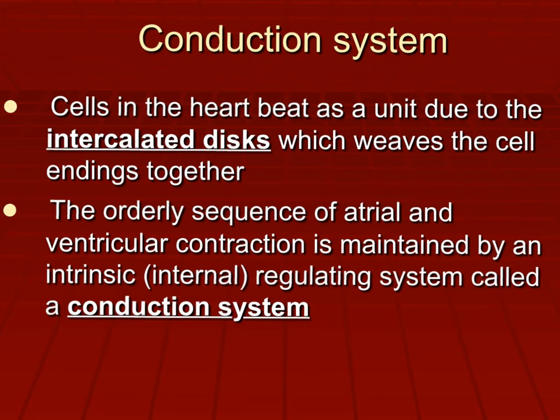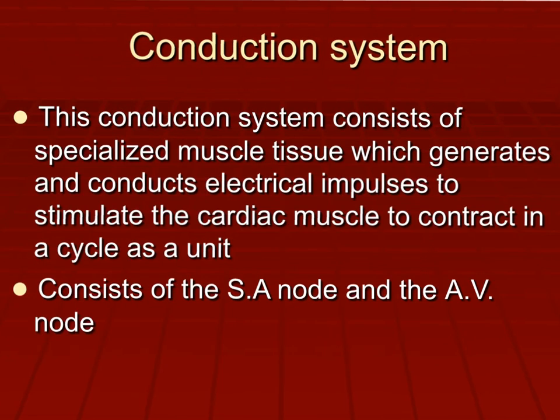Again, we have those intercalated discs, which is how the cells are woven together. We have to have them tightly woven together for our conduction system to send that electrical impulse from one part of the heart throughout the remainder of the heart. The electrical impulse is what causes the heart muscle to contract. It's made up of the SA node, the sinoatrial node, and the AV node, the atrio-ventricular node.